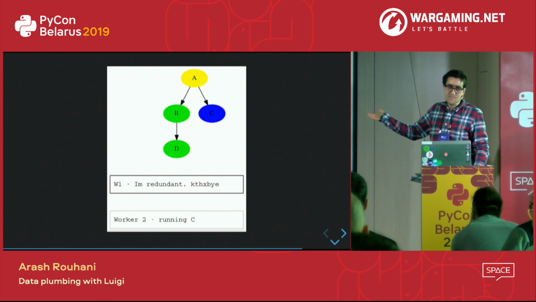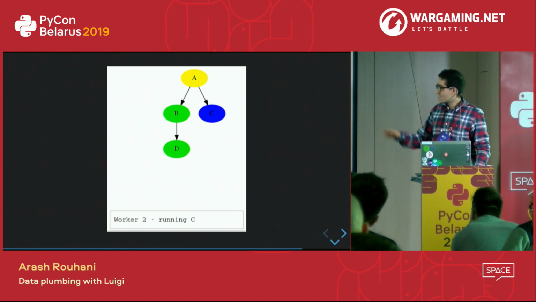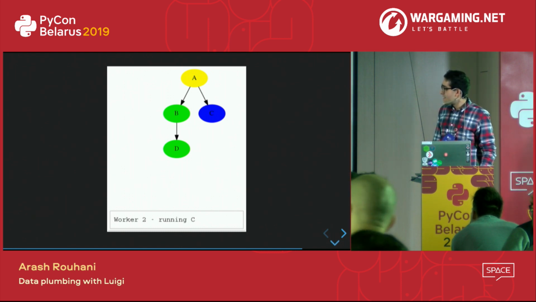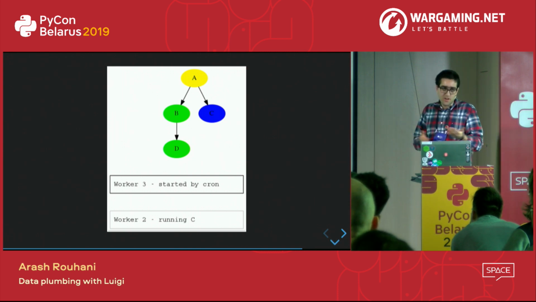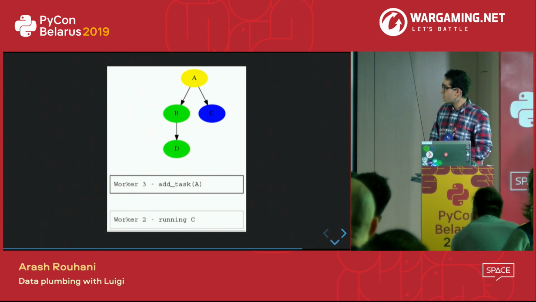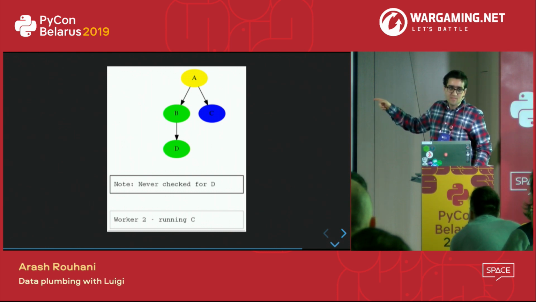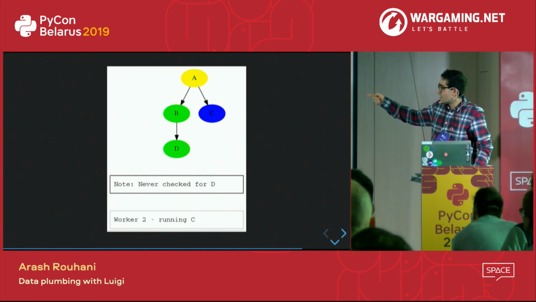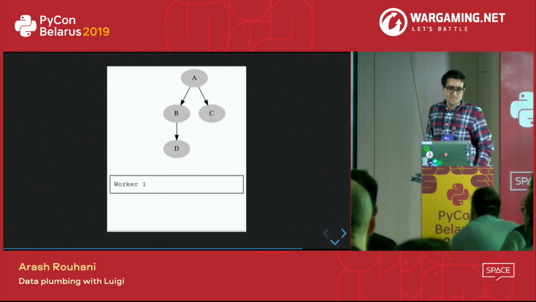And then it realizes, okay, there's nothing I can do because I cannot start on A. So it says bye, and it dies. And now worker 3 starts, usually by cron. That's how you usually start Luigi. It will check all the tasks, but note this time, it will ask if C is complete. It's not, right? But it never checked for D, because it can infer that D depends on B, and B was already done, so why do I care about B's children?